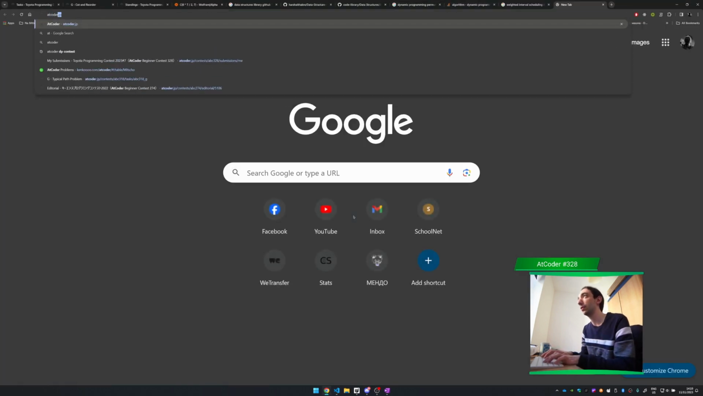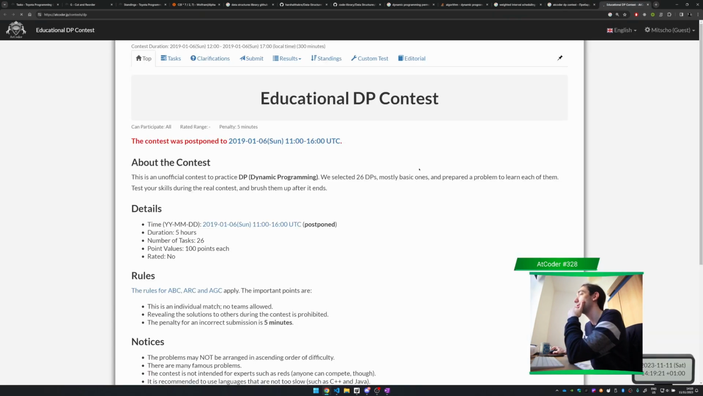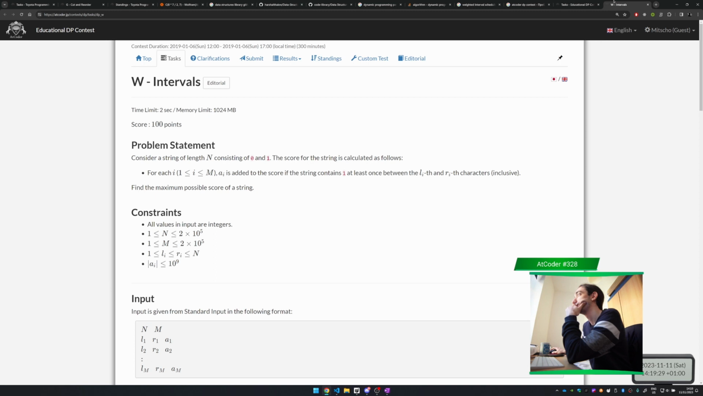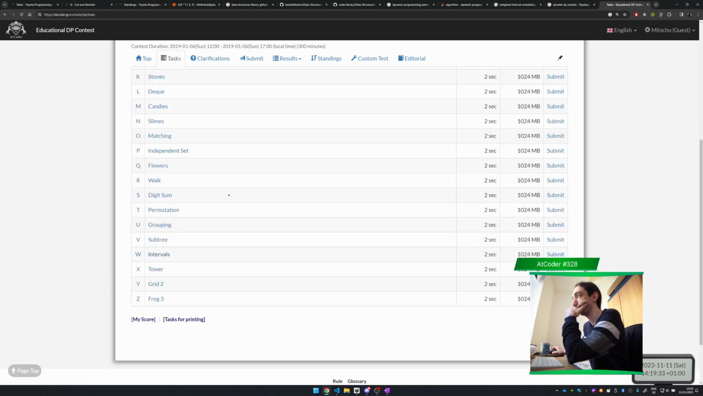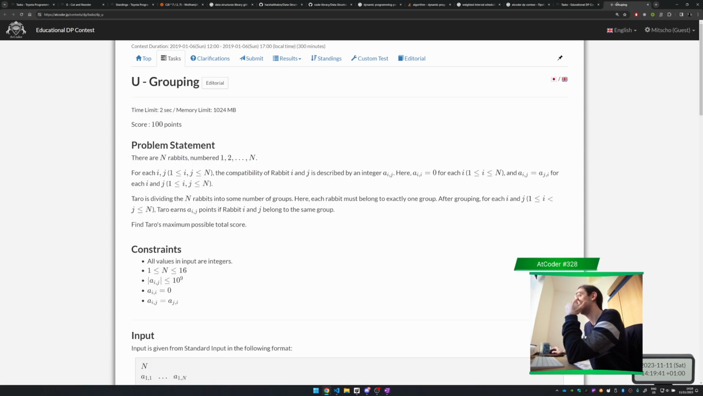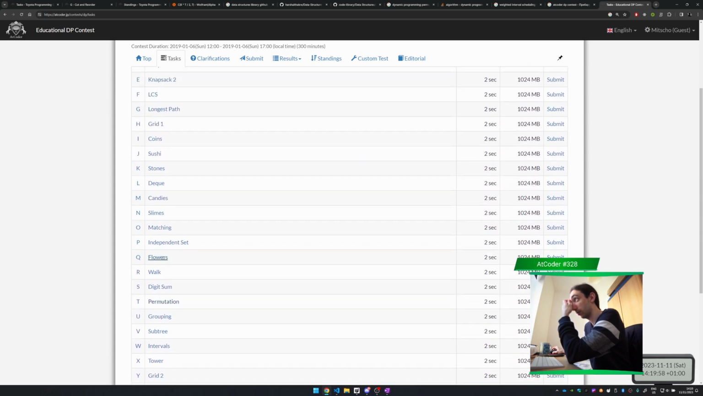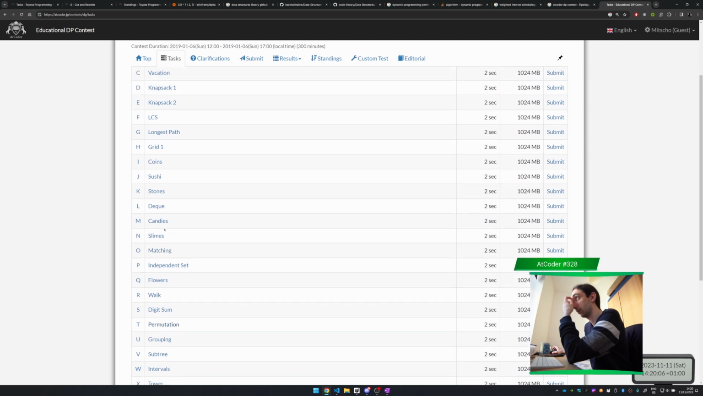Okay, look up the AtCoder DP contest to see if there was some similar problem to this. There is this intervals problem, but this was something else. Grouping problem. No. Permutation problem. I know this one. Power problem. No. Weight problem. Some of these problems maybe. Something similar.